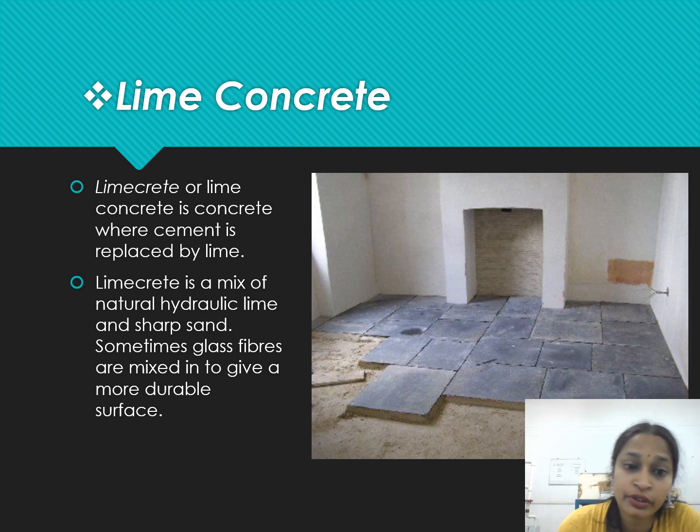Limecrete, or lime concrete, is concrete where the cement is replaced completely with lime. We know that initially lime was used for construction, and in cement also the major percentage, that is 65 percent of its chemical composition, is lime. So the basic binding property comes from lime. So we can do this.